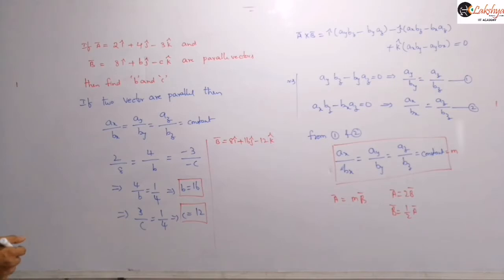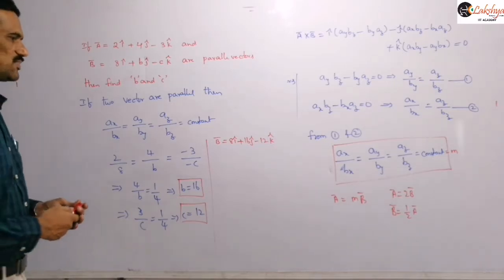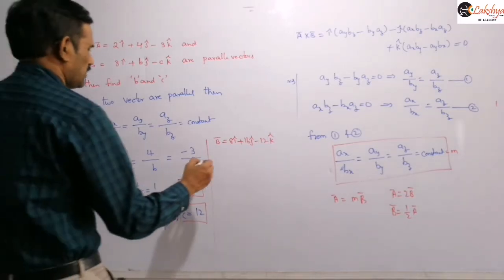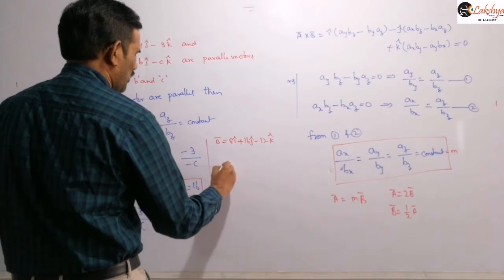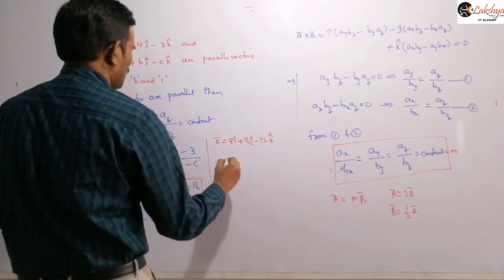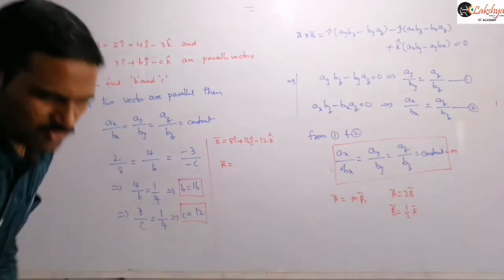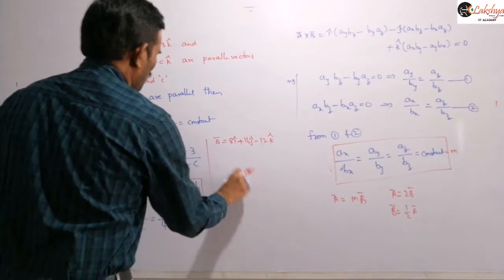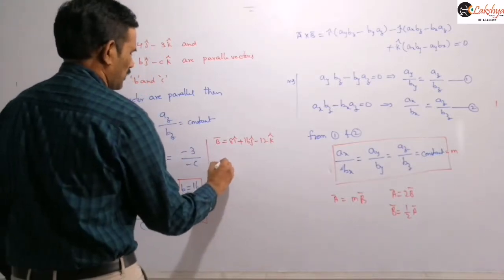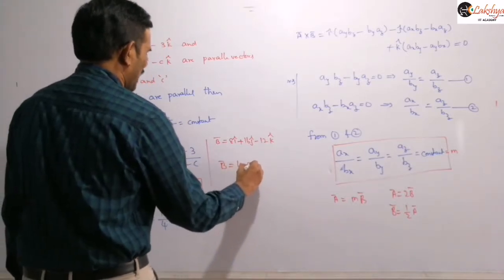Now you can observe this. From this we can express the relation between a bar and b bar as: b bar is equal to 4 into a bar.